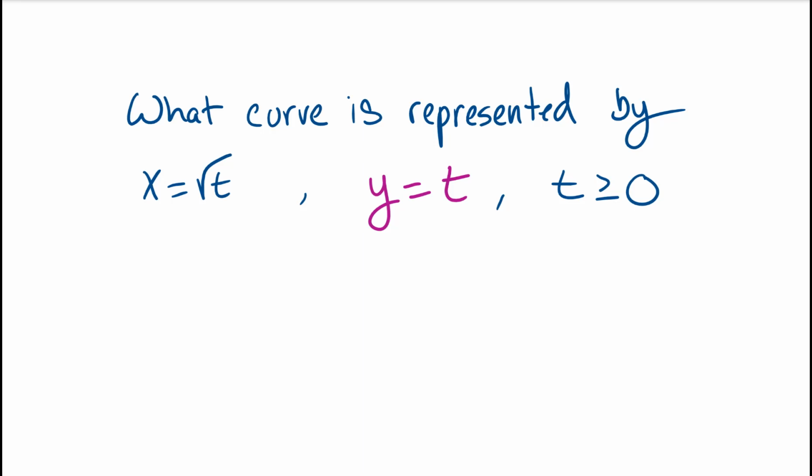Hooray! More parametric equation examples. Let's jump into it. What curve is represented by having x being a function of t, where x is equal to the square root of t, y being a function of t as well, where y is equal to just t, and we're only going to be looking at values of t that are 0 and larger.